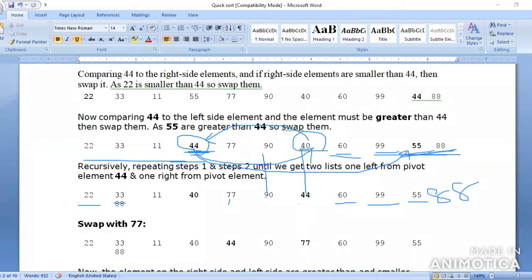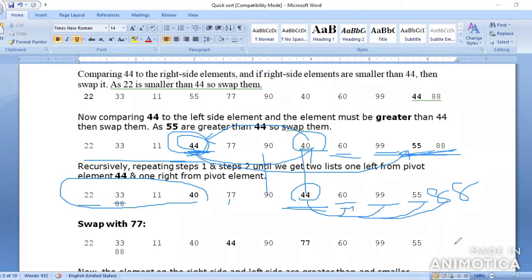The left side of the element will always be compared with the pivot element. The pivot element is 44, and this value will always be lesser. Again you have to check which element it is. The 44 on the right side will be checked. 44 compared with 60, it is greater. 99 is also greater, 55 also greater, 88 also greater. So on the right side, all the elements will be greater only. You have to check the left side. The first 4 elements will be less only. The remaining 77 and 90 will be higher than the pivot element 44.